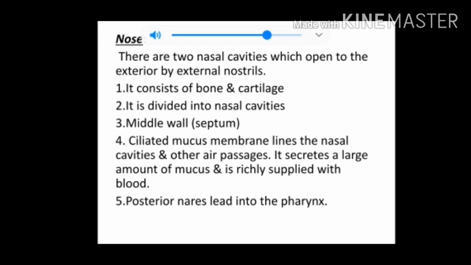The nose is divided into two nasal cavities, which are separated by a middle wall called septum. Ciliated mucous membrane lines the nasal cavities and other air passages. It is epithelium tissue having mucus cells. The mucus cells secrete a large amount of mucus and it is richly supplied with blood. The posterior nares of the nose lead into the pharynx.